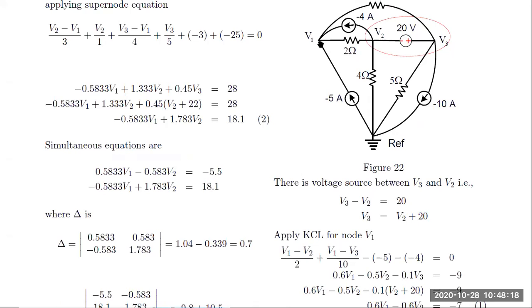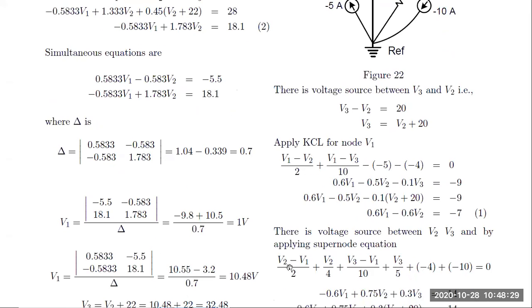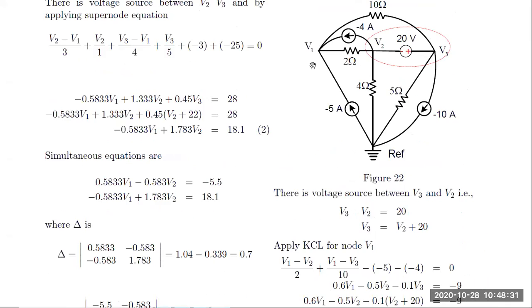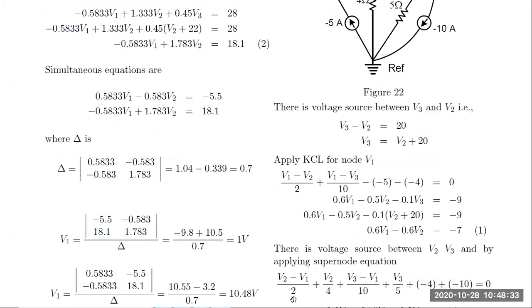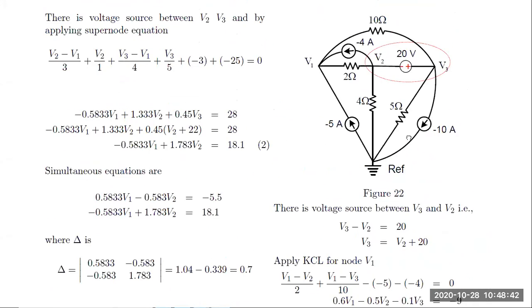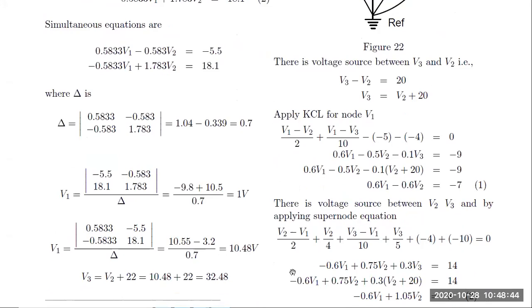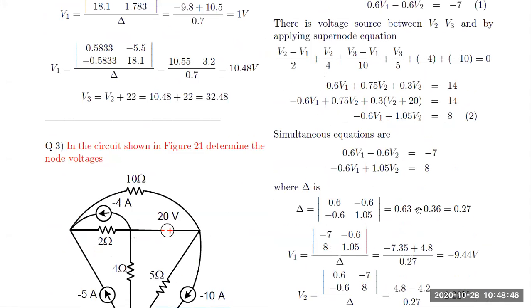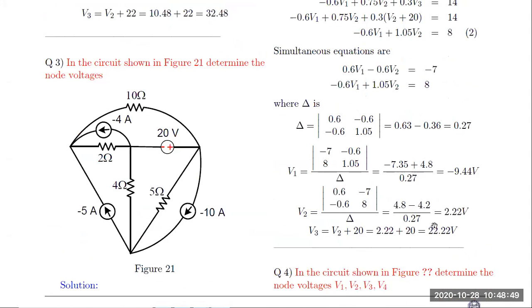For node 1: V1 minus V2 by 2, V1 minus V3 by 10, minus of minus 5 ampere, minus of minus 4 ampere. Simplification. Next, node 2: V2 minus V1 by 2, V2 by 4. Node 3: V3 minus V1 by 10, V3 by 5, plus of minus 4, and then minus 10. After simplification we get equations like this.